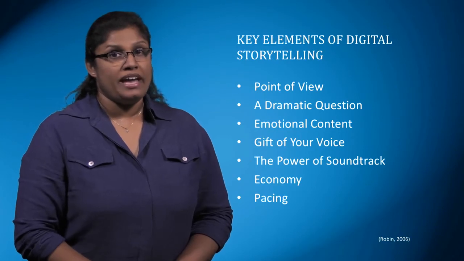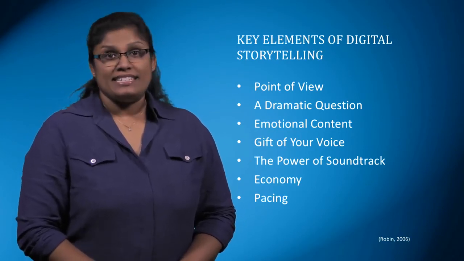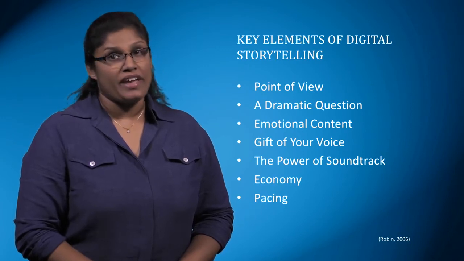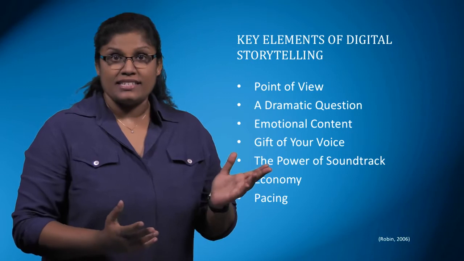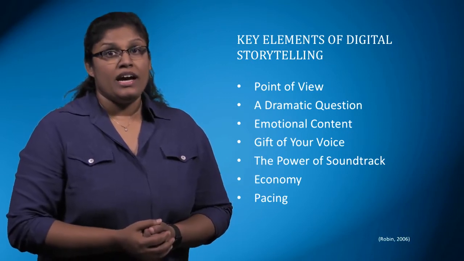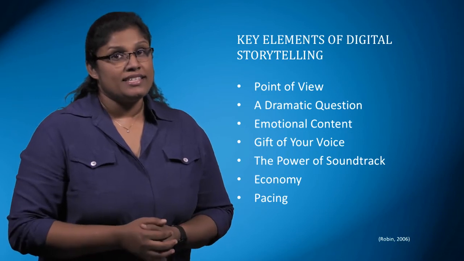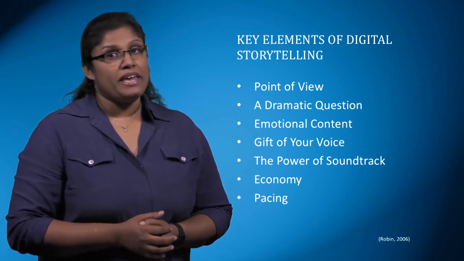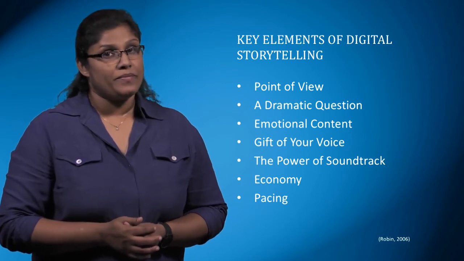In the process of creating a digital story, there are 7 key elements that need to be considered. They are point of view, a dramatic question, emotional content, gift of your voice, the power of soundtrack, economy, and pacing. The main point of the story and perspective of the narrator is considered as the point of view when creating a digital story. Next, the consideration will be on a dramatic question. This is related to a key question that will be answered at the end of the story.